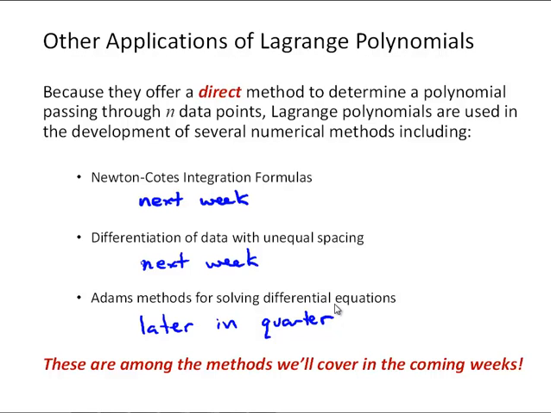The bottom line is, since we don't have to solve a linear system for interpolation, we don't have the round-off error problems, and also for developing other numerical methods, we can use Lagrange polynomials to develop a direct expression of a polynomial passing through some number of data points as we determine useful for that numerical method. And we'll see those examples in the weeks going forward.